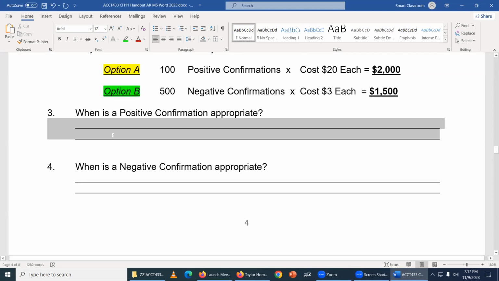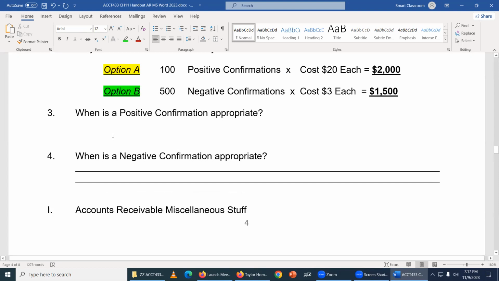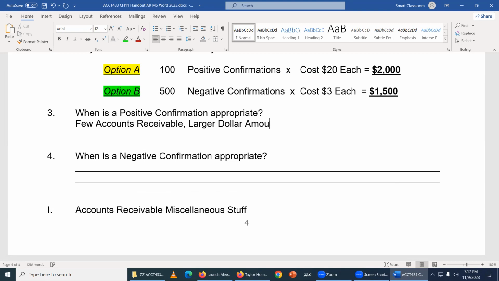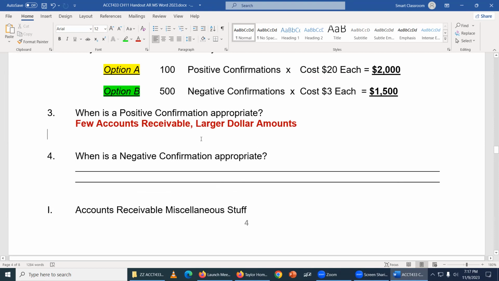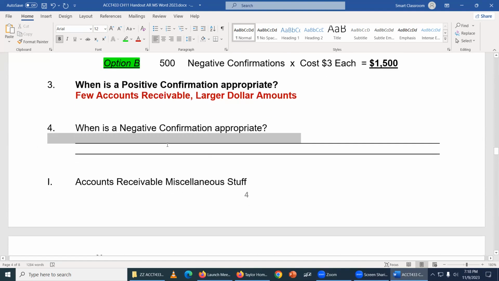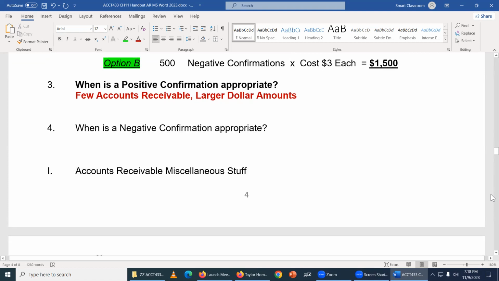So when do we use positive confirmations? When there are few accounts receivable, and they are for larger dollar amounts. Positive confirmations are appropriate when there are fewer accounts receivable and they're for larger dollar amounts. So you have 15 customers and they're all $500,000 accounts. You send confirmations out to all of them, you use positive confirmations, and you get all of them back. Any one of those confirmations might be material. Well, it's just the opposite for negative ones. Negative ones are when there are a large number of accounts receivable, I should say many.